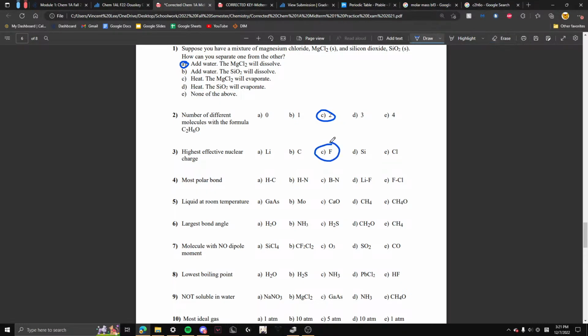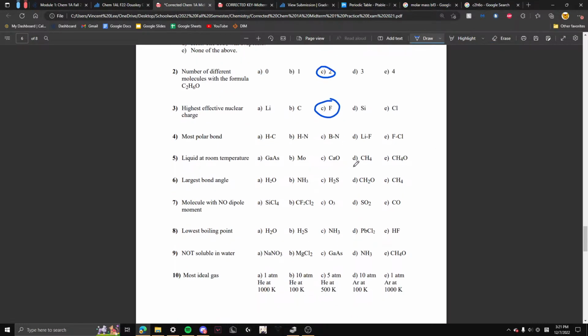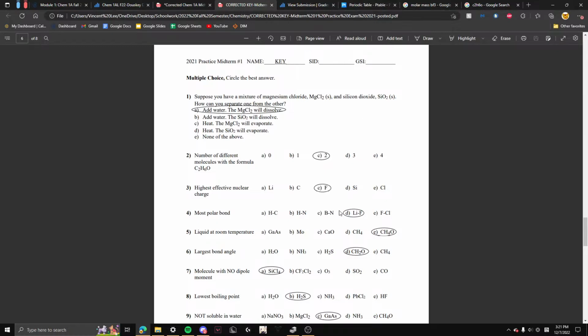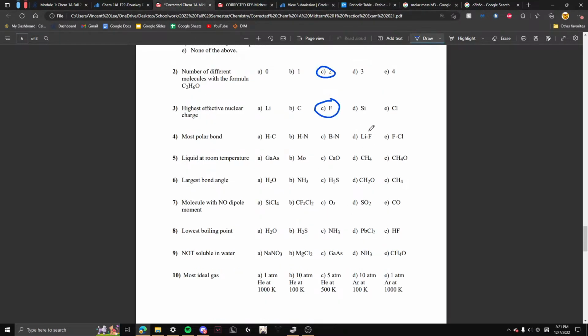Most polar bond. Again, bonds with fluorine are going to be very weird because it is extremely selfish. So I'd assume it'd be LiF because of their difference in polarity, because fluorine is extremely electronegative. So most of the time, when fluorine is bonding with something, it's going to be an extremely polar bond.